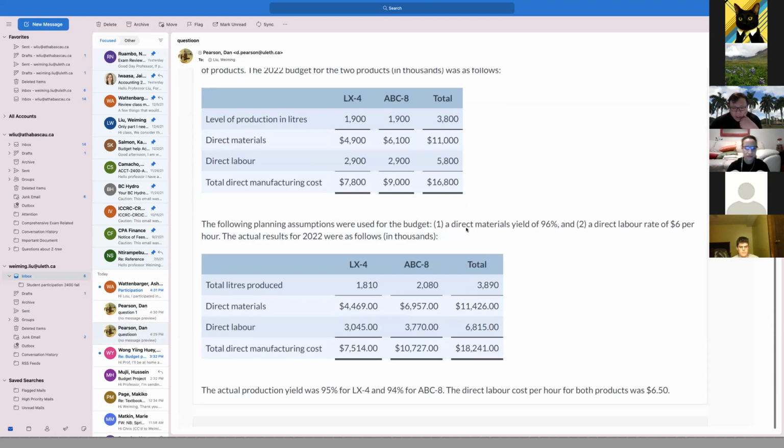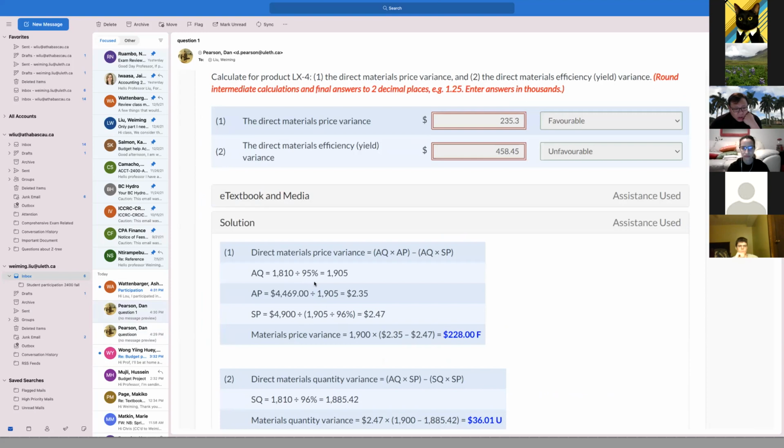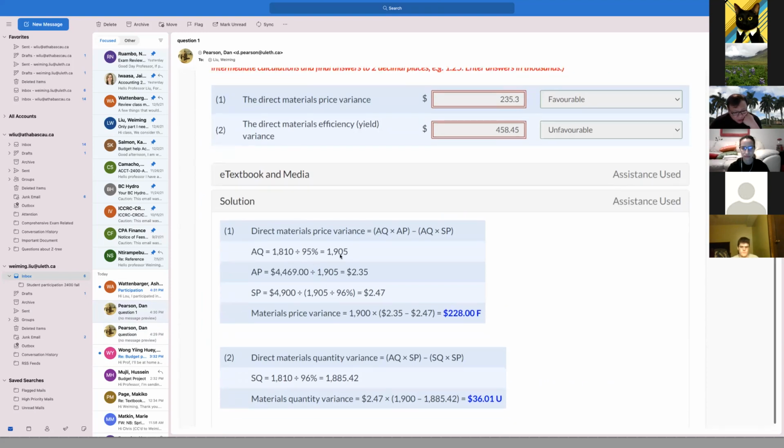Okay, so the direct materials yield is 96%, and the actual production yield is 95, 94. So this is the actual production yield, and this is the direct materials, right?